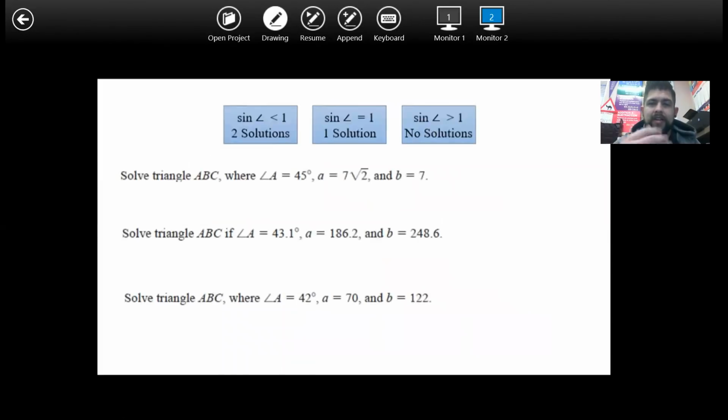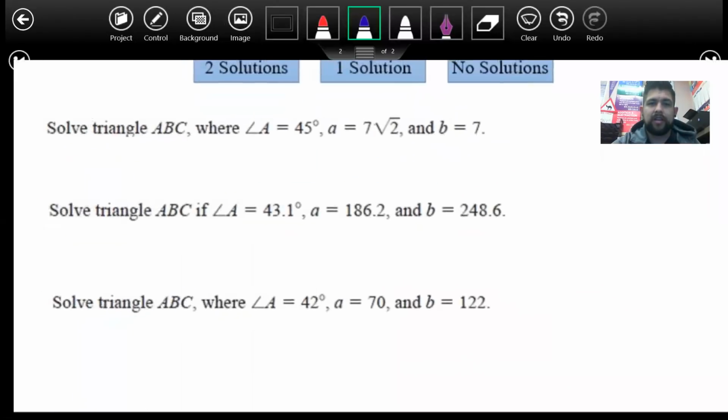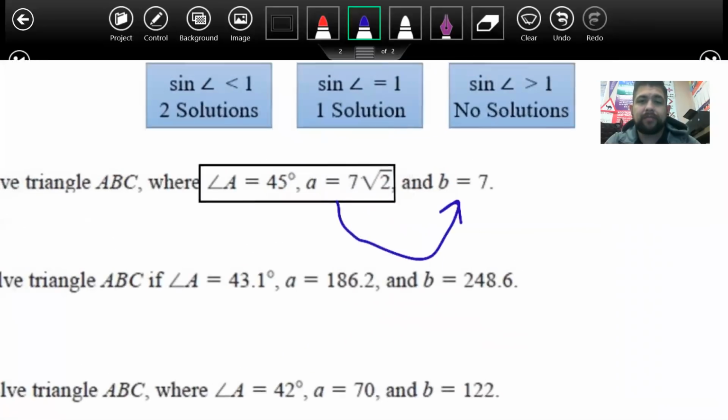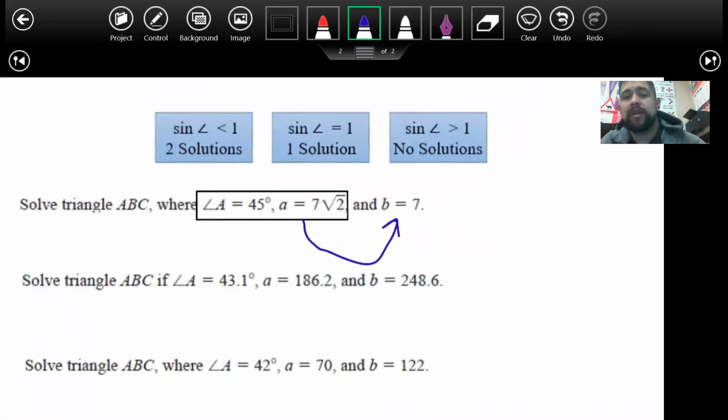We have these values here, and we want to be able to set them up in such a way that we can determine how many solutions these triangles have. Grouping our terms together, this is the angle and its opposite side. Is this opposite side larger than the B? So in this case, is A greater than or less than B? In this case, it's greater.